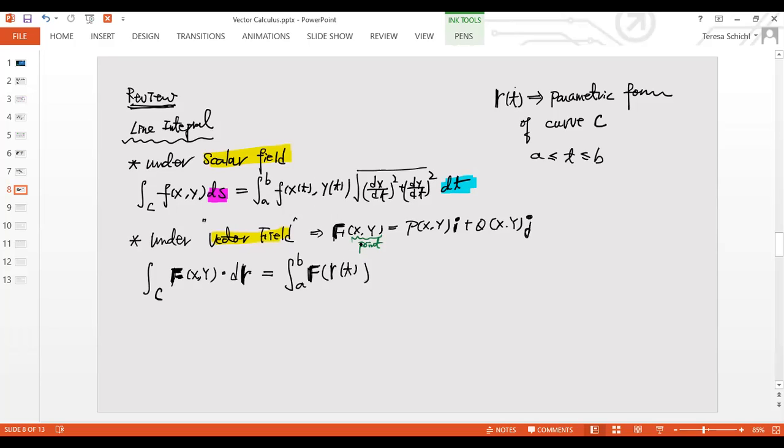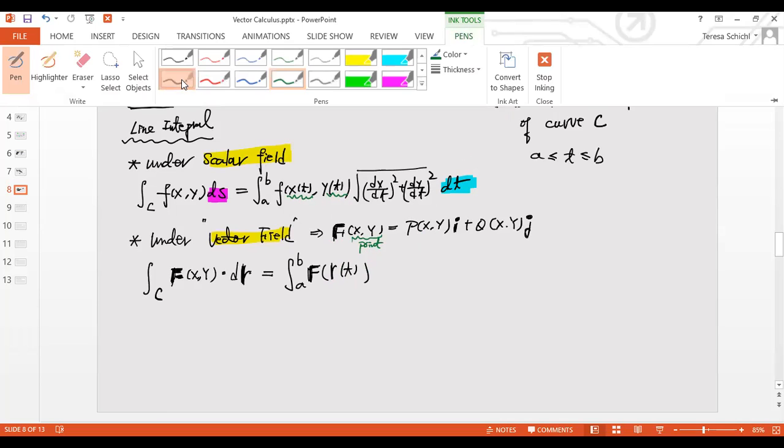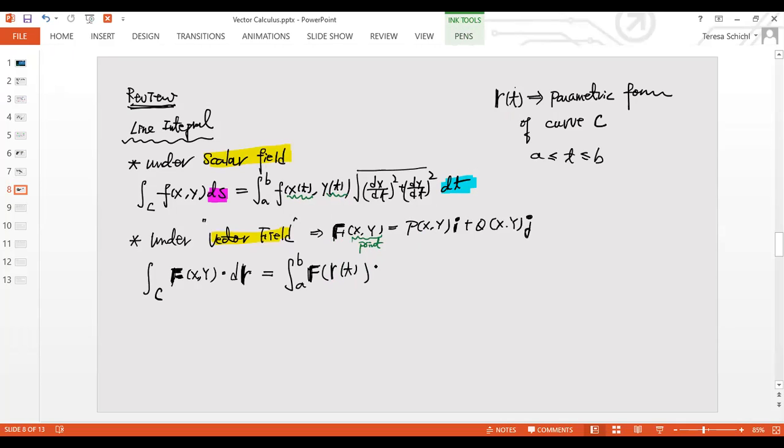Look here. In here, we said you replace the function of x with x(t), you replace the function y with y(t). So here is the same. You replace your P(x, y) with whatever you defined in the r(t), right? And then in here, you dot product with r'(t). This is a vector also, right?